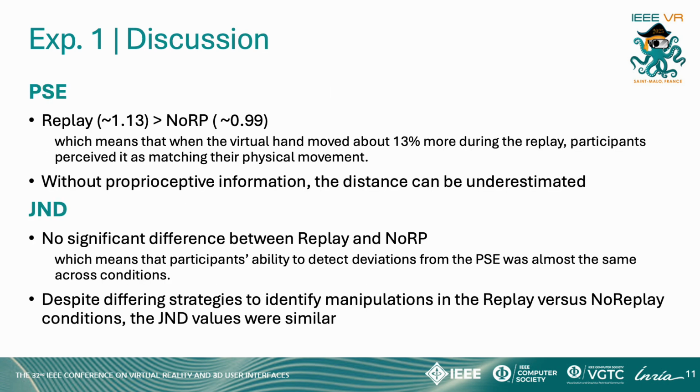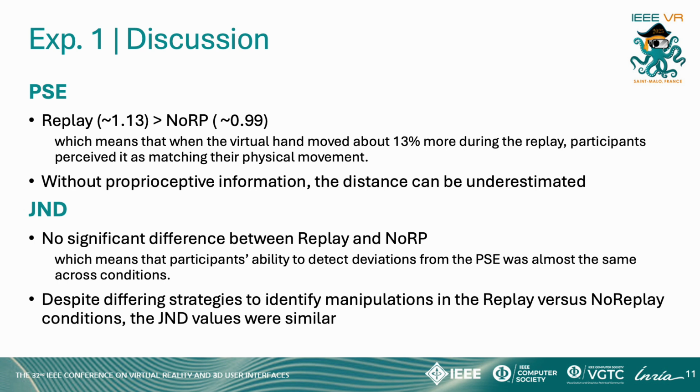In the replay condition, the PSE was 1.13, which means that when the virtual hand moved about 13% more during the replay, participants perceived it as matching their physical movement. A possible reason is that without proprioceptive information, people may underestimate the distance traveled.